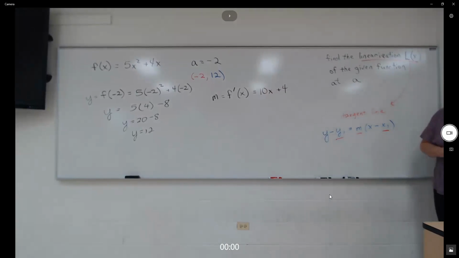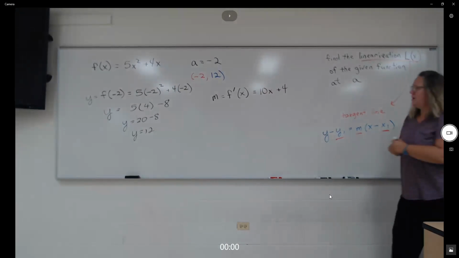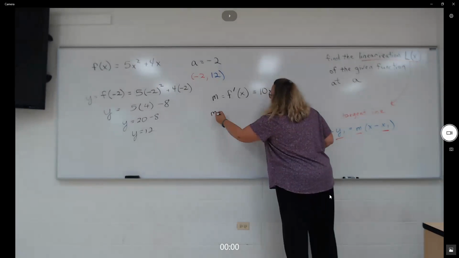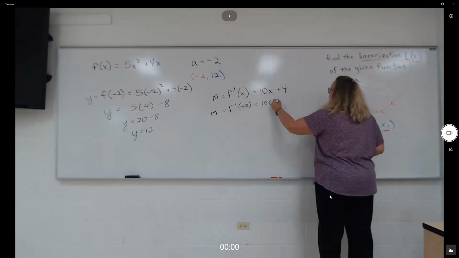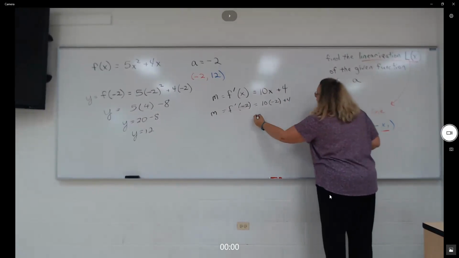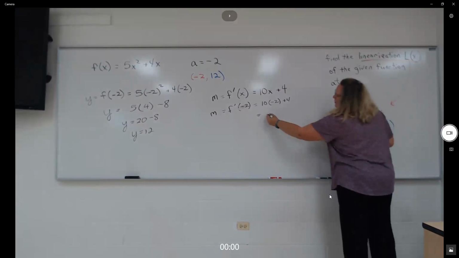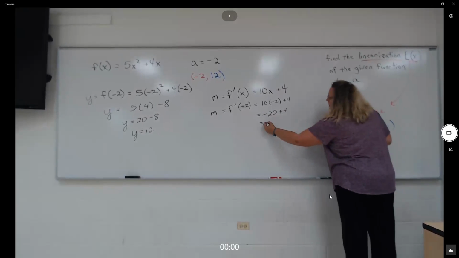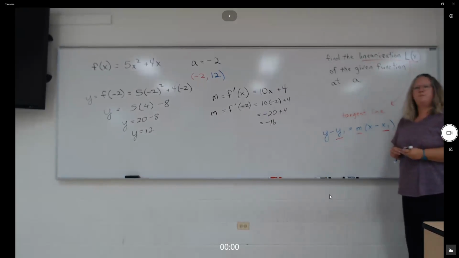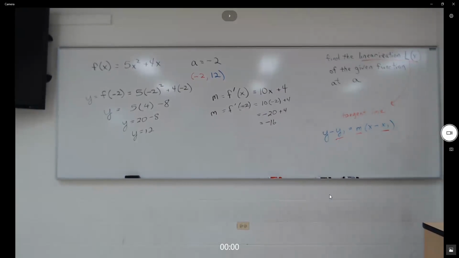Right? And where do we want slope? We want slope at -2. So remember, first we plug the -2 in just to get y, and then we're going to plug the -2 into the derivative to find slope. -20 plus 4 takes us to -16.